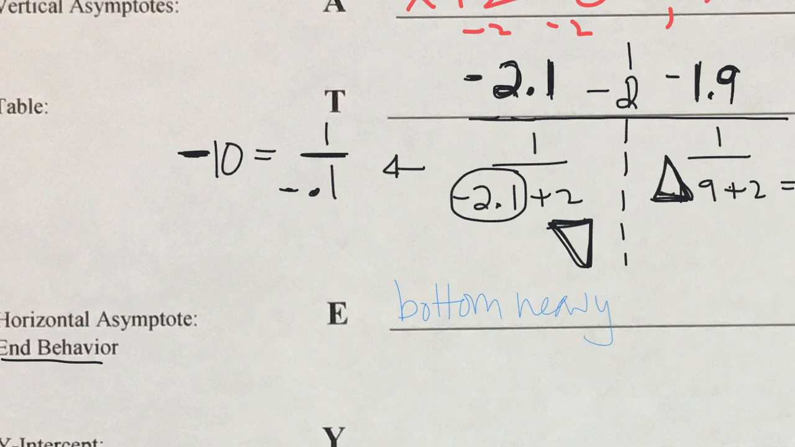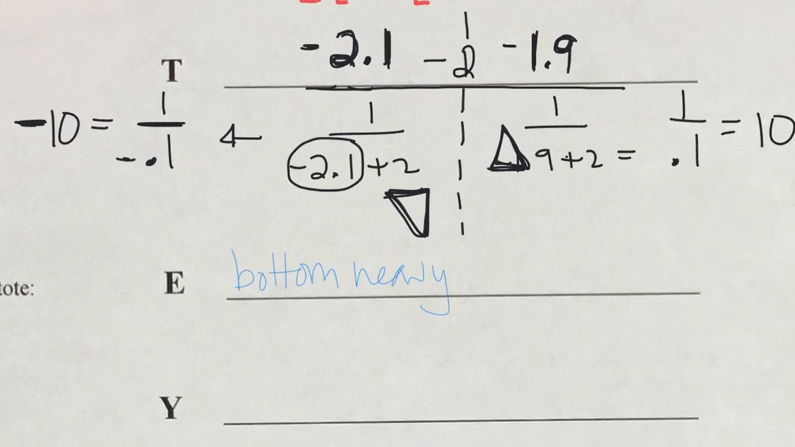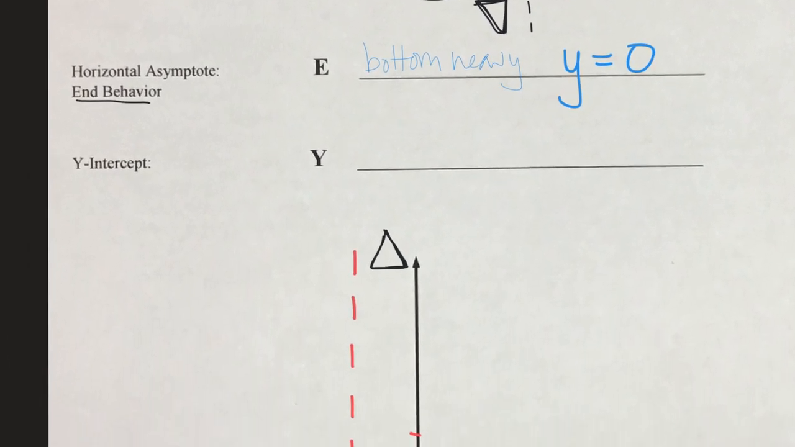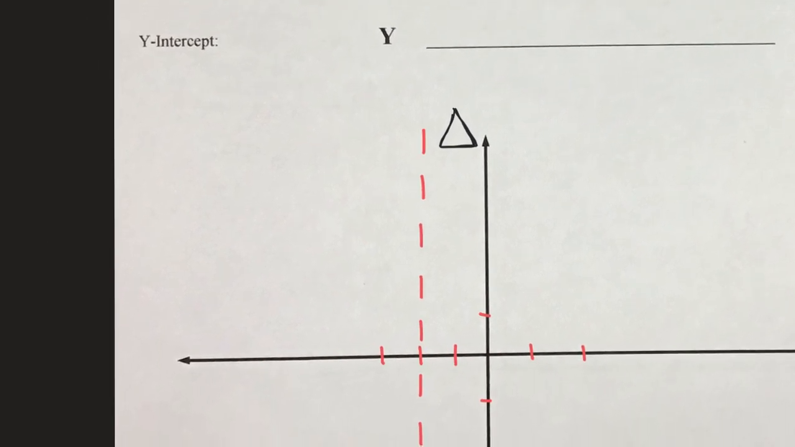Right? Because bottom heavy is not the answer to our problem. The answer is the equation for your horizontal asymptote. And every bottom heavy graph has y equals 0 as the equation of its horizontal asymptote. Okay, so bottom heavy is not the answer. y equals 0 is the answer, and we put a dashed line.